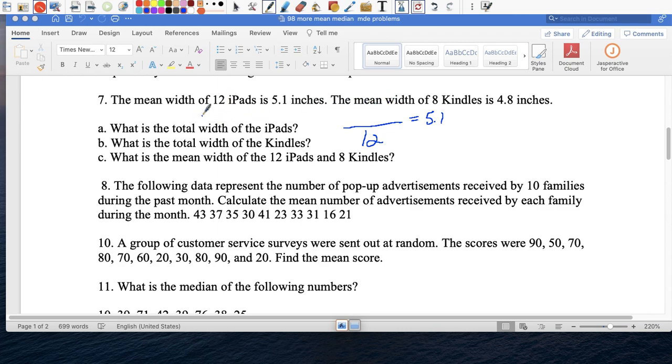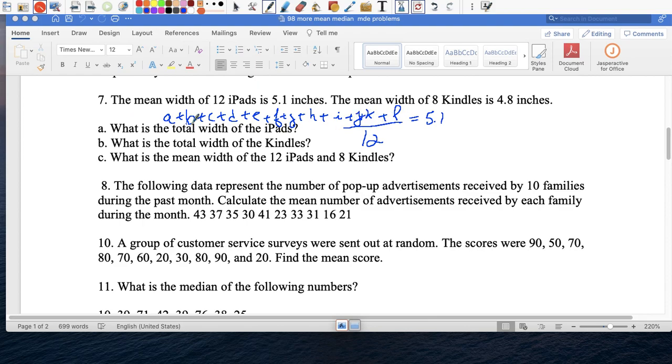What can I write? Well, we don't know their width, but let's call them A plus B plus C plus D plus E, and so on, 1, 2, 3, 4, 5, 6, 7, 8, 9, 10, 11, 12.